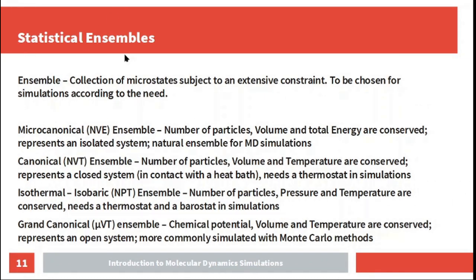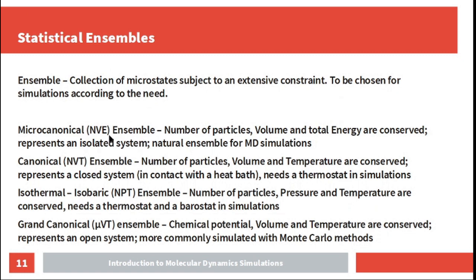Coming to statistical ensembles, we define an ensemble as a collection of microstates subject to an extensive constraint, and these are to be chosen for simulations according to the need. There are different types of ensembles. So, for example, you have the microcanonical ensemble, or NVE ensemble, where you keep the number of particles, N, volume, V, and total energy, E, constant; they are conserved. And this type of ensemble represents an isolated system, because the energy is conserved. That means energy is not exchanged with anything else. So energetically you are isolating the system.